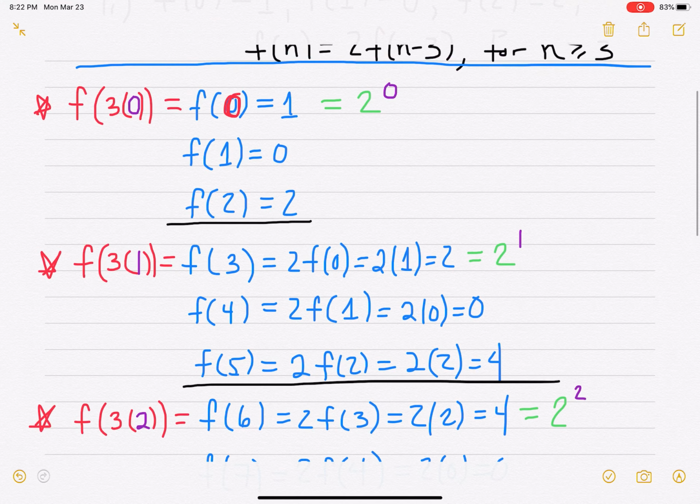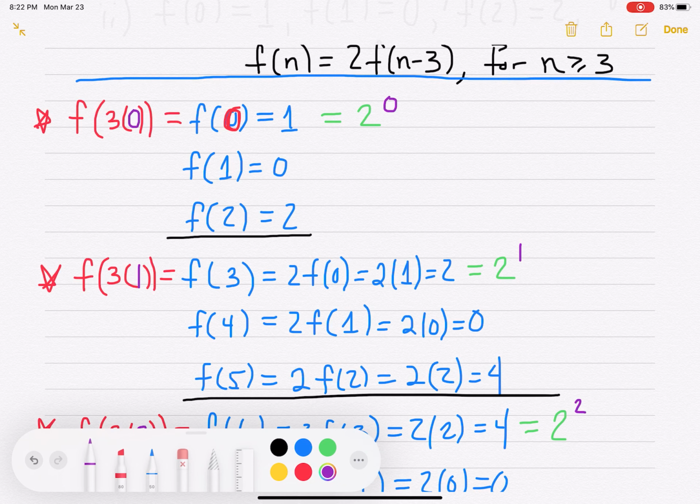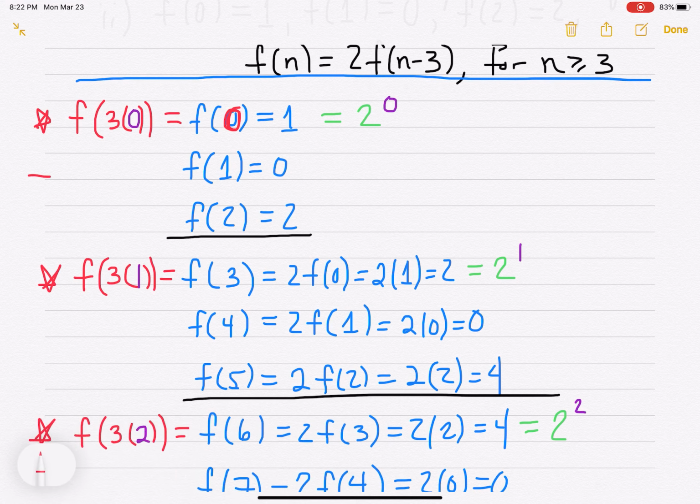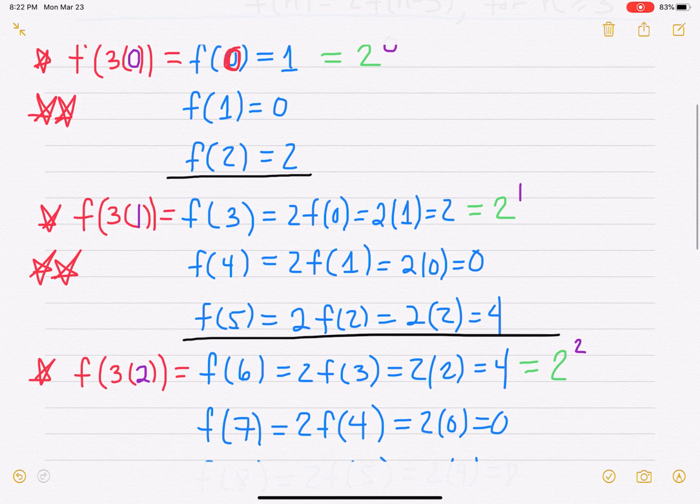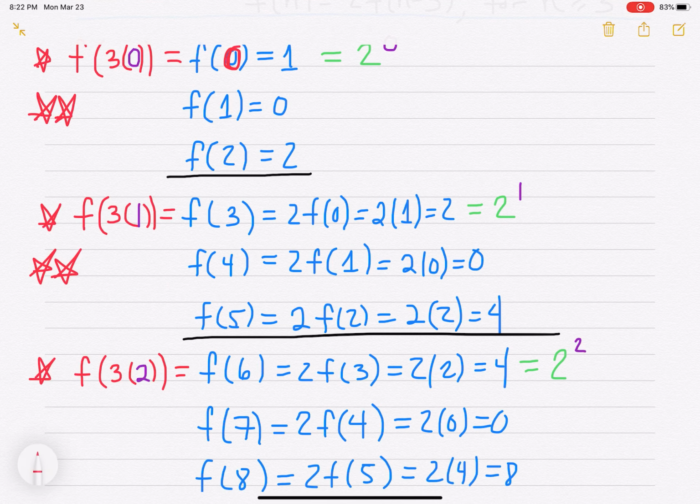So now we want to look at the second type of terms. I'm going to call these the double stars. That'd be f of 1, f of 4, and f of 7. So think about f of 1. So 1 as a number, you can write that as 3 times 0 plus 1. That's what 1 is, right? It's 3 times 0 plus 1.